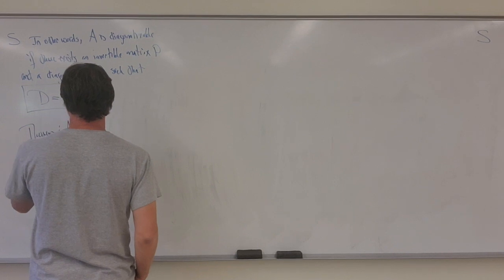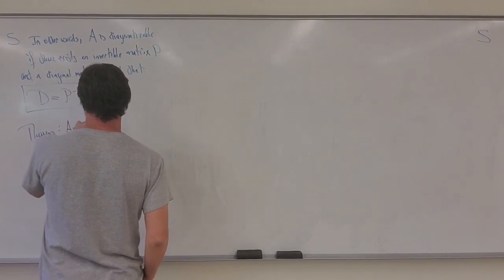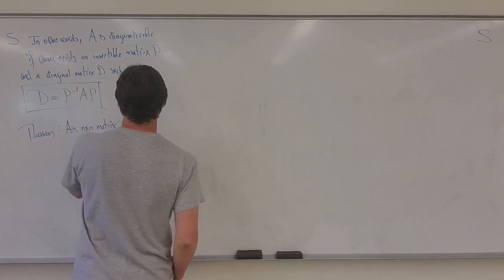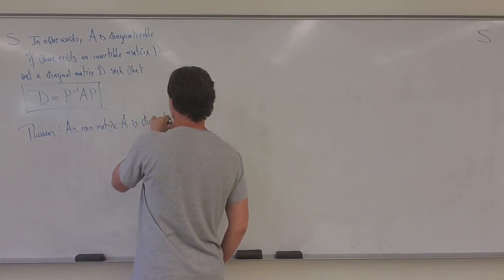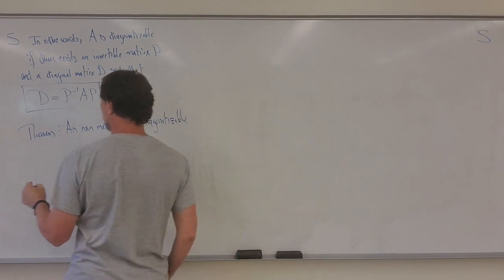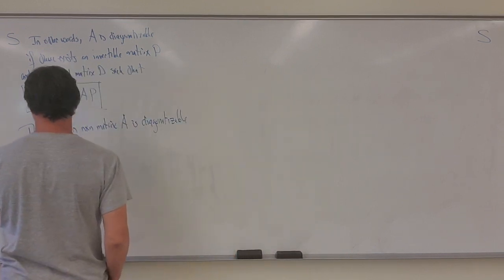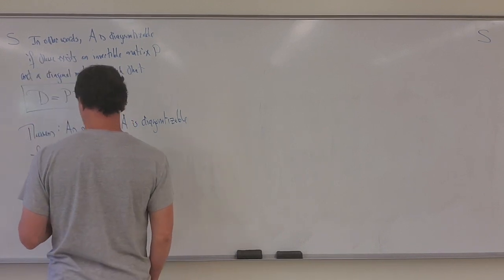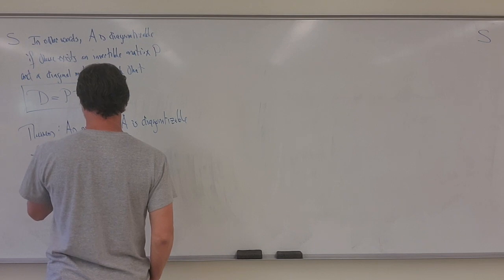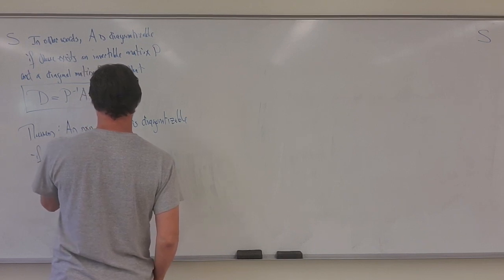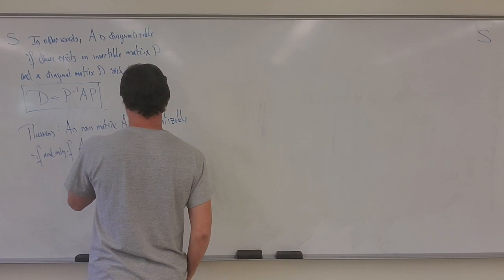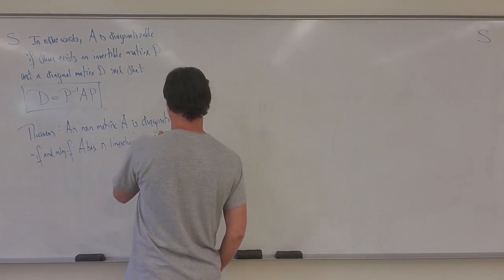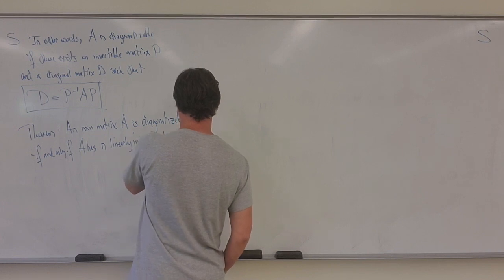An n by n matrix, capital A, is diagonalizable if and only if A has n linearly independent eigenvectors.